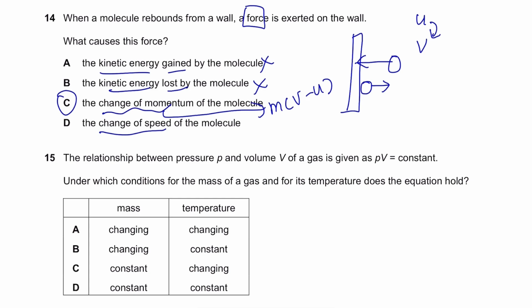Question 15. The relationship between pressure P and volume V of a gas is given as PV equals a constant. Yes, we know this. Under which conditions for the mass of a gas and for its temperature does the equation hold? We have two conditions for this equation, and they're all related to mass and temperature. Well, it's easy to remember. Both of them need to be constant. It's D, and that's it.